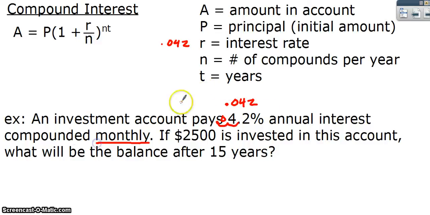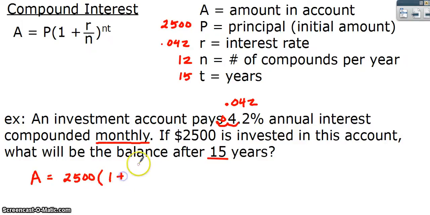Compounded monthly. So N is the number of compounds per year. Well, how many months are in a year? 12. If 2,500 is invested, so that's our principal, the initial amount, what will be the balance after 15 years? And that's our T. So they want us to find the amount, A. So A equals 2,500 times 1 plus 0.042 over 12 to the 12 times 15.